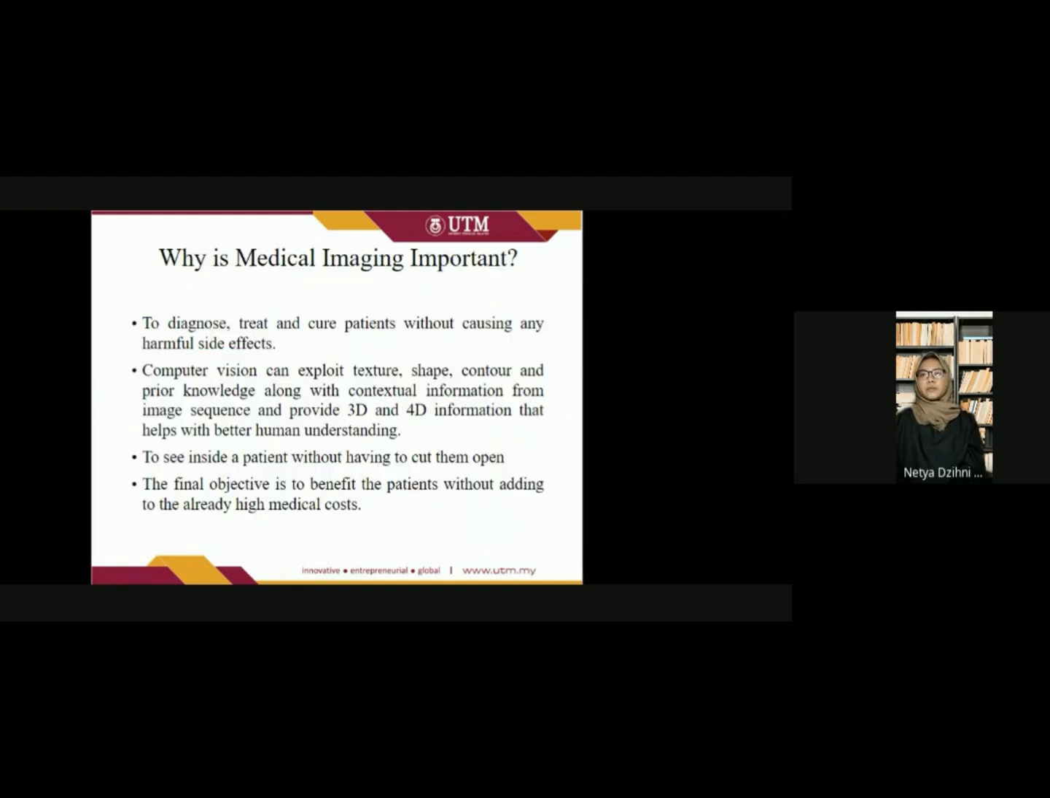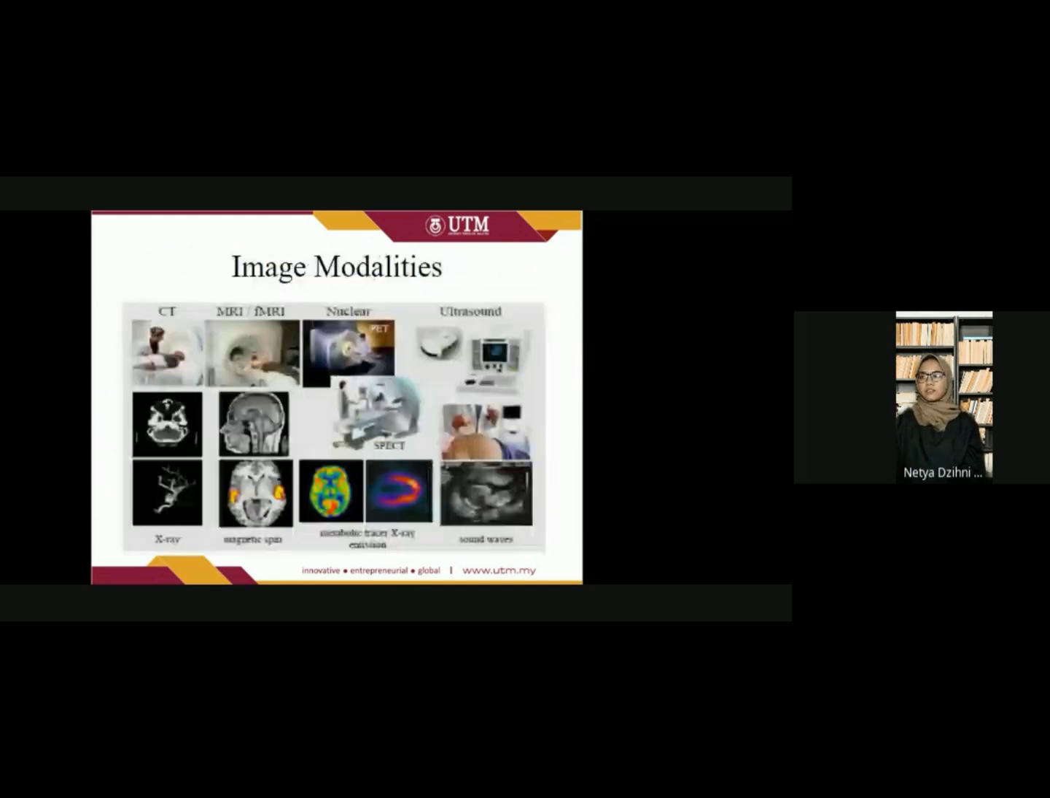Medical imaging is important to diagnose, treat, and cure the patient without causing any harmful side effects because we can see inside the patient without having to cut them open. From the modalities, computer vision can exploit the texture, shape, contour, and prior knowledge along with contextual information from the image sequence, and also reconstruct the information into 3D and 4D information that helps with better human understanding.